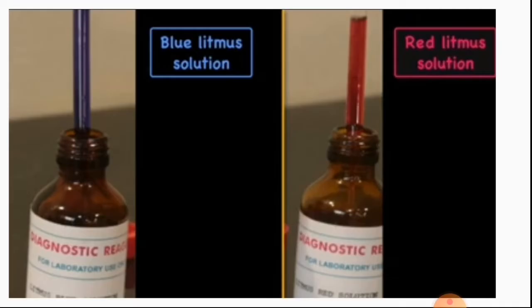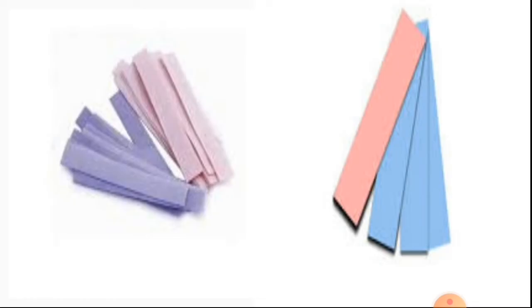And this litmus is available in solution form also, the blue litmus solution and red litmus solution. These solutions are mainly used for dyeing processes. And in our lab, mainly the strip form, the red litmus paper and blue litmus paper, is used to carry out different experiments related to acid, base and salt.